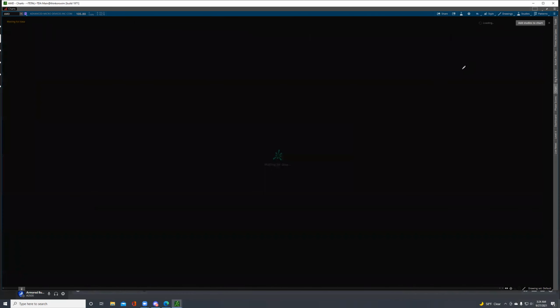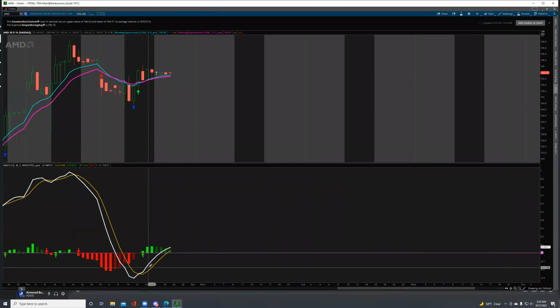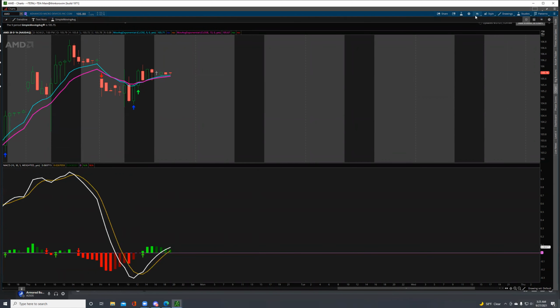Let's put this back on a 1 hour. Oh, that's a really nice indication there. So you gave me an up signal right at the cross, which just so happened to be a close above this candle, even though it's an ugly bear candle. We got one here too. We got the MACD up. So we'll see how this works out.